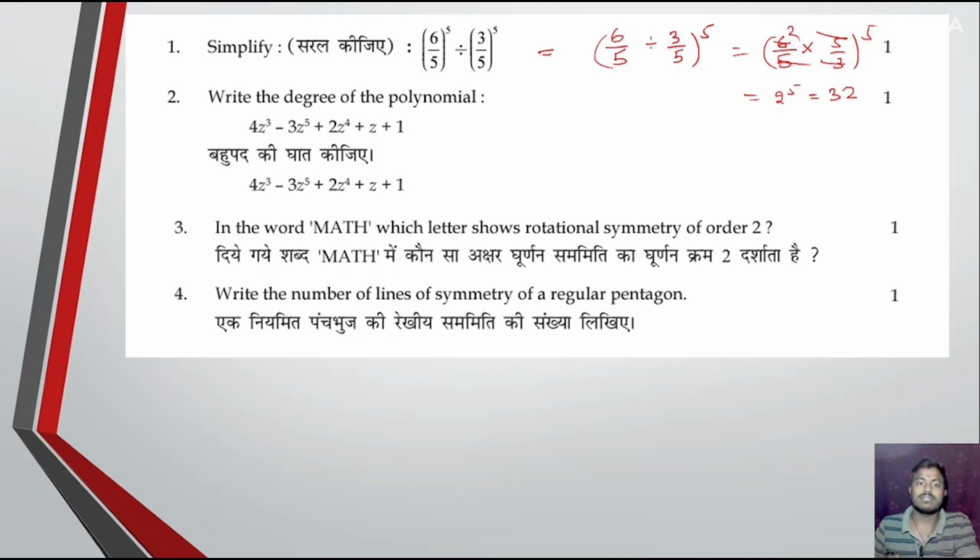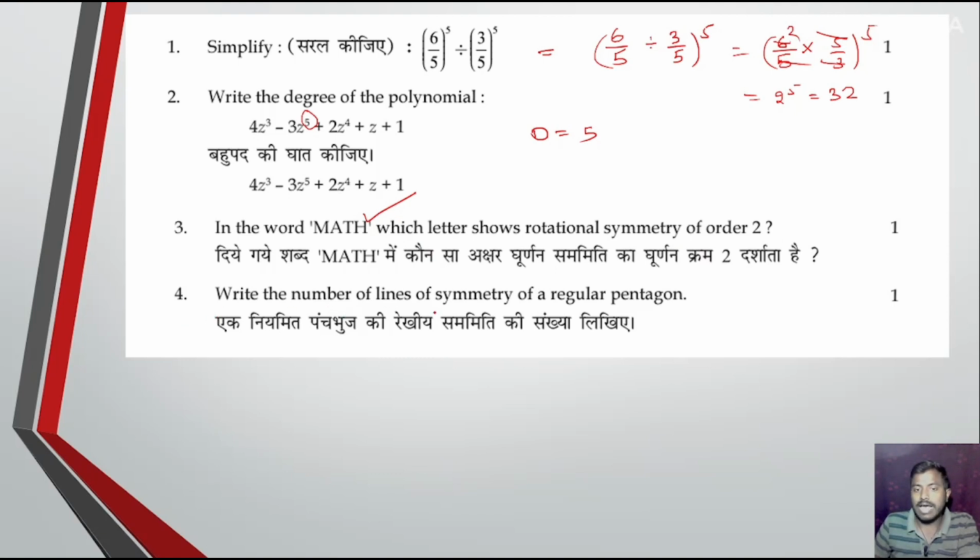Clear? Next. What is the degree of the polynomial? We know that degree means the highest power of the variable. So here the variable is z and the highest power is 5. So the degree is 5. Clear? Next. In the word MATH, which letter shows the rotational symmetry of order 2? And that is H.